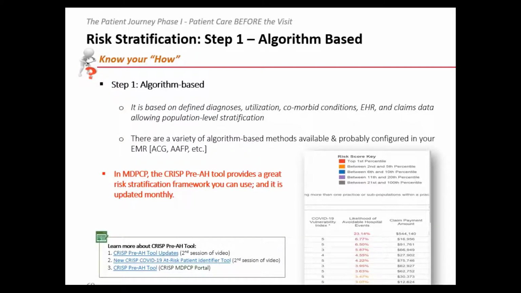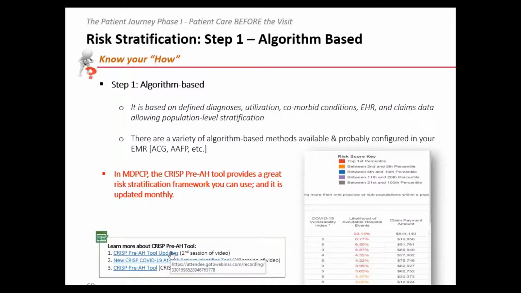The first step is shown on this slide, which is providing an algorithm-based stratification, and it's based on diagnosis claims and other electronic data that helps populate a population-level stratification for each patient. So there are a variety of algorithm-based methods available. In MDPCP, we promote the CRISP data and the pre-AH tool to be used for your risk stratification, and recently, the pre-AH tool has been enhanced with the addition of the COVID-19 Vulnerability Index, which you can see right here. That's the link to it right there.